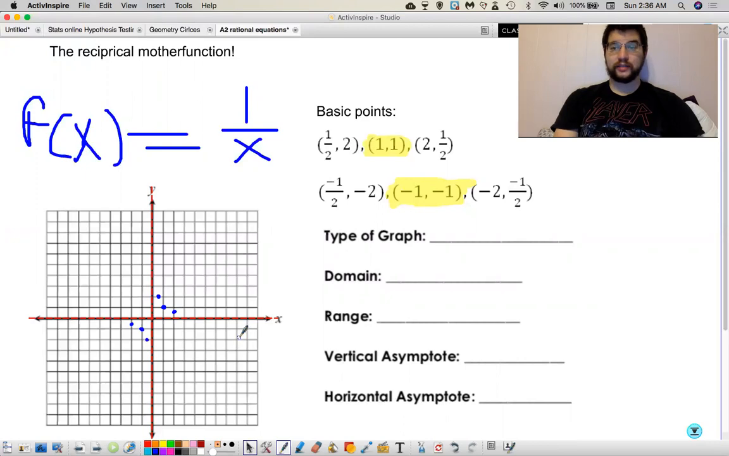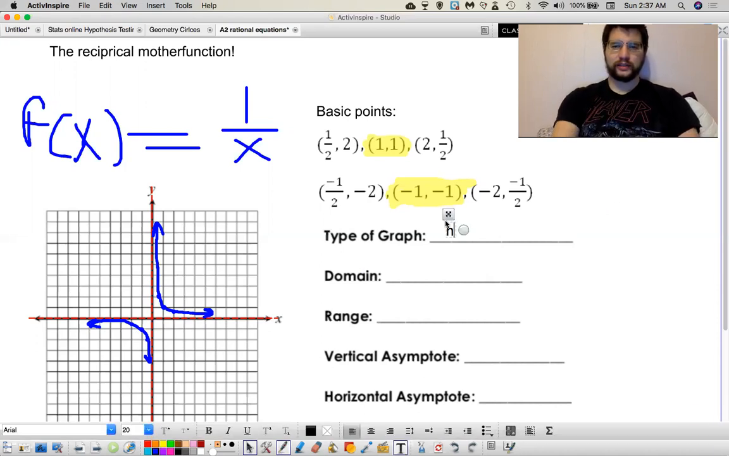And we're just going to sketch this. Do the best you can. So it looks something like that in that section. And try to just approach that asymptote. Try not to cross it. That's about what it looks like. Now, the name of this kind of graph is a hyperbola. It's one of those conic sections. You're used to the parabola. This is another conic section, the hyperbola.